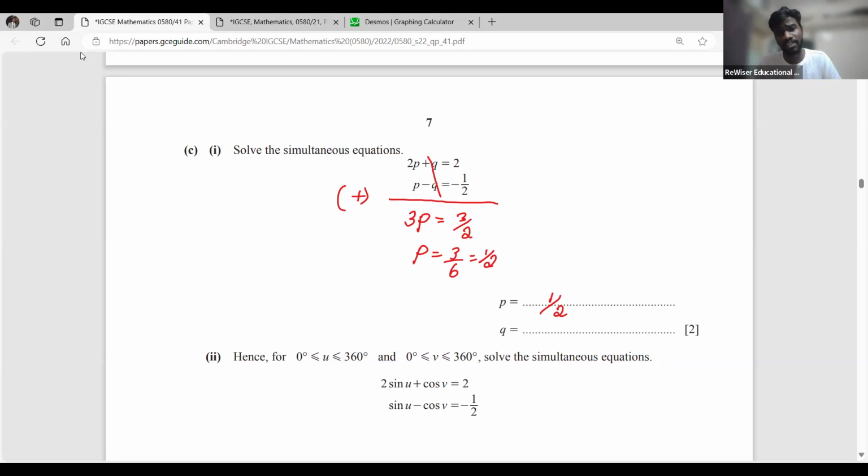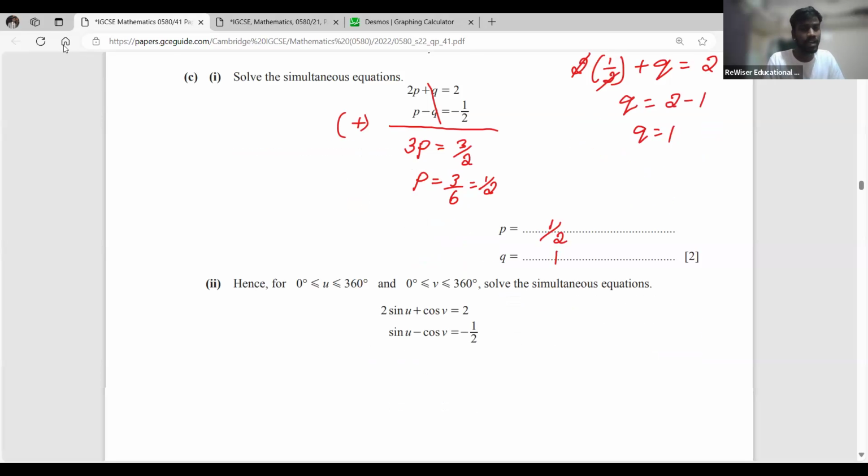Next, if I try to find the value of q, so when I substitute it in the second equation, or maybe in the first equation, it's going to be 2 times 1 by 2 plus q equals 2. So 2 and 2 will get cancelled out. And when 1 goes to the other side, q is equal to 2 minus 1. That will give us the value of q to be just 1.